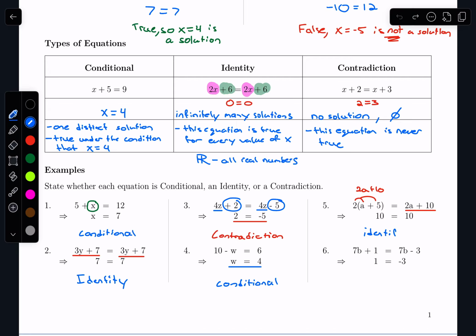Oh, not identify, identity. It would help if I could spell. That's why I teach math though, guys.